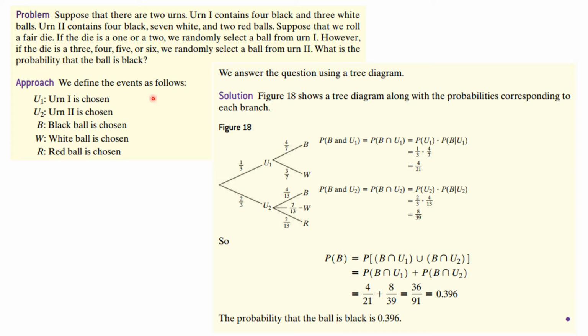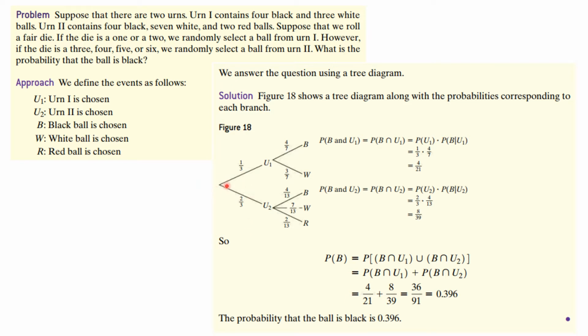So the approach is we define events as follows. These are the two urns, and B, W, and R are black, white, and red balls selected. And there's a big lesson here. The picture is worth more than 1,000 words. So drawing the pictures can make a lot of sense, and even in problems where I don't draw the picture, I might encourage you to think about that being a good approach. So we're drawing a picture and encoding the data here.